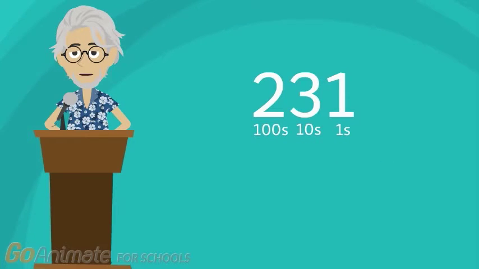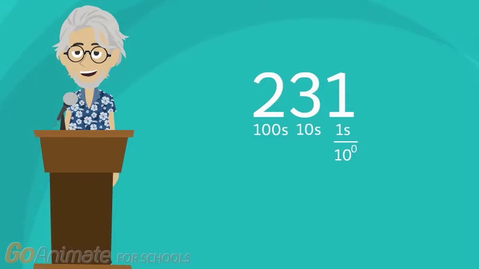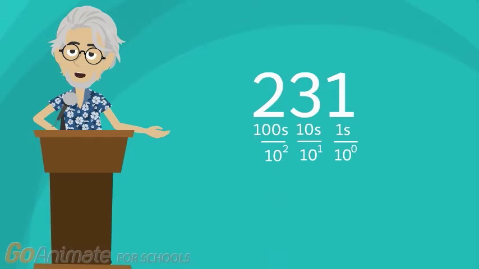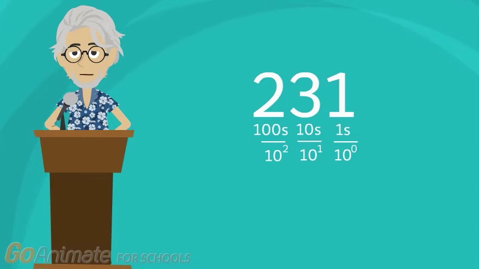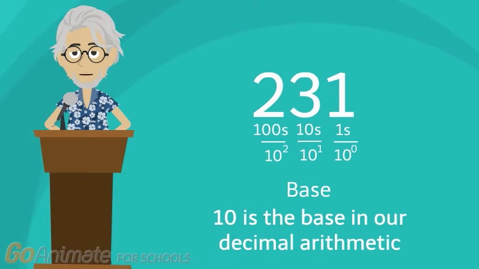As we move to the left, we are thinking in terms of bundles of tens. Starting at the right and moving left, we have 10 to the 0 power, then 10 to the first power, then 10 squared, and so forth. So now you see why 10 is a special number in decimal notation. In fact, we've got a name for it, it's called the base. 10 is the base of the exponent in our decimal arithmetic.